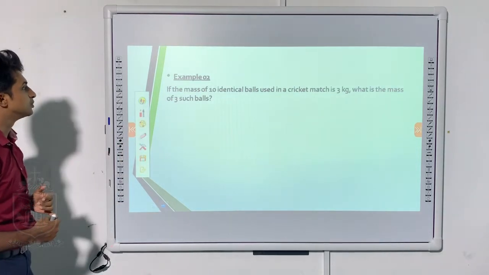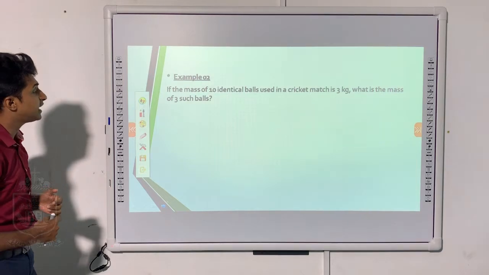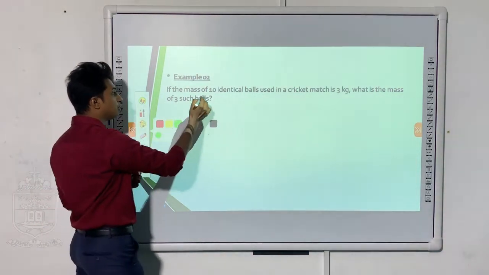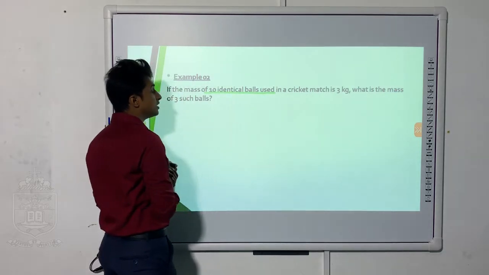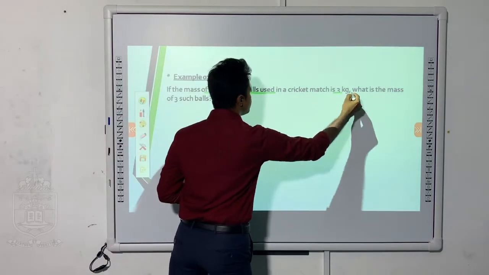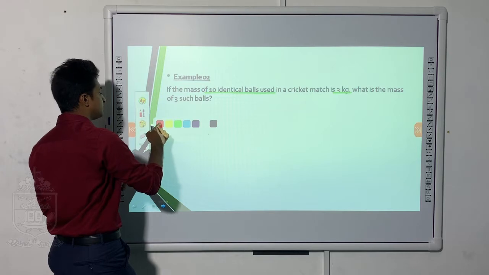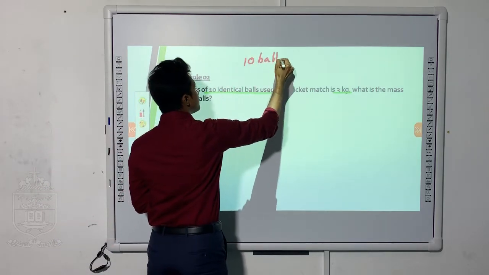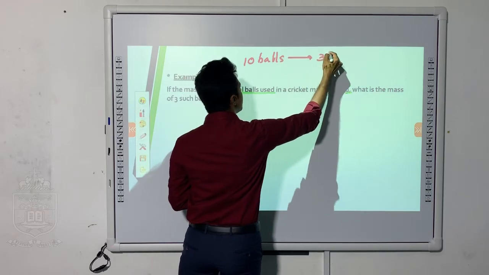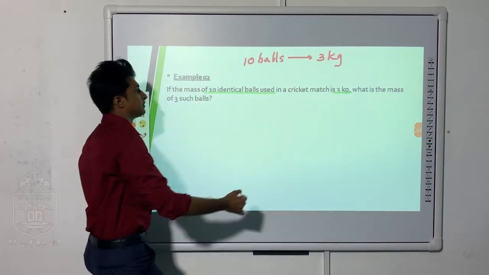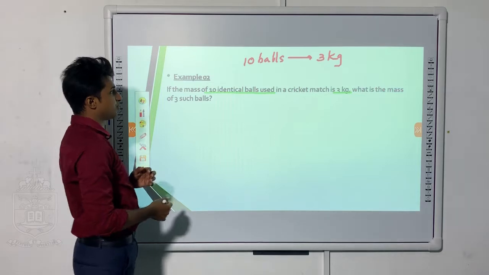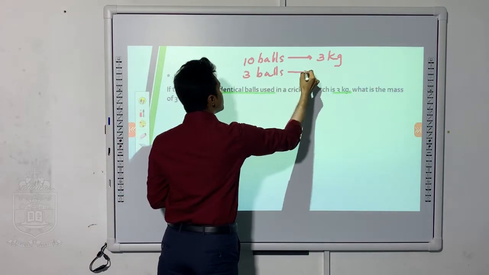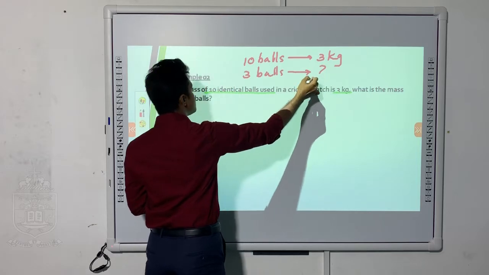Example number 2. If the mass of 10 identical balls used in a cricket match is 3 kg, so we are going to write that part, right? 10 identical balls, the mass is going to be 3 kg. What is the mass of 3 such balls? Therefore, for 3 balls, what is the mass? You can just take the answer.